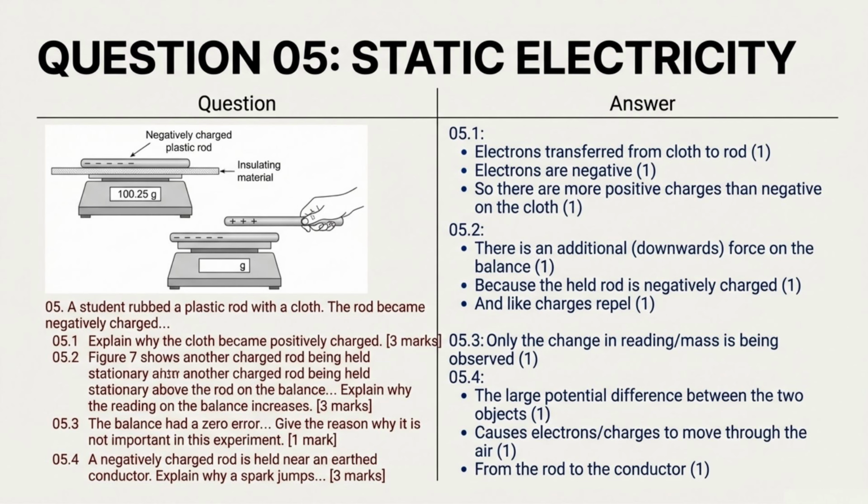A spark jumps between the charged rod and an earthed conductor. Why? It's driven by potential difference. There is a very large potential difference between the highly charged rod and the earth conductor. And that difference causes the spark. Yes, that massive difference forces the charge of the electrons to move right through the air from the rod to the conductor. That movement is the spark.